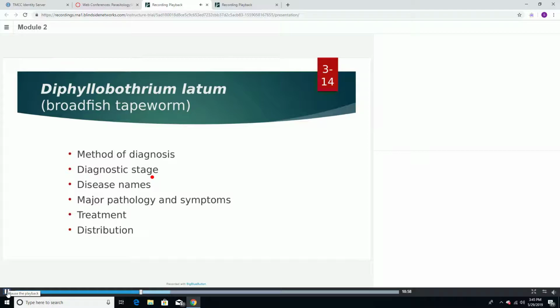The disease name would be diphyllobothriasis, or a fish tapeworm infection, or broad fish tapeworm infection. Major pathology and symptoms would be an intestinal obstruction because an adult can grow up to 20 meters long. Patients are going to experience abdominal pain and vague digestive symptoms. We could see weight loss and weakness, but about 1% of infected people are going to experience a macrocytic anemia. That's whenever our red cells are a little bit enlarged, and this is due to a dietary deficiency caused by the tapeworm utilizing all of our dietary vitamin B12. So it's important to know that Diphyllobothrium latum is associated with vitamin B12 deficiency and macrocytic anemia.